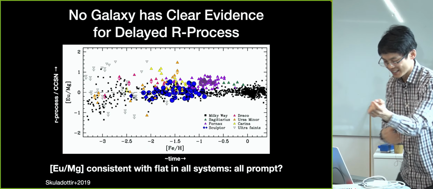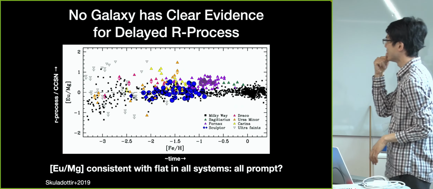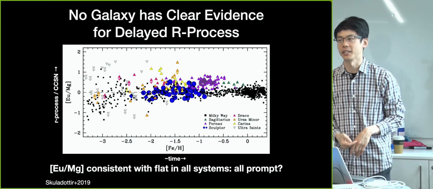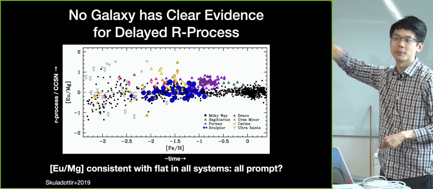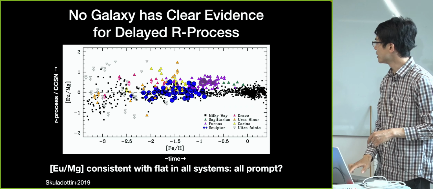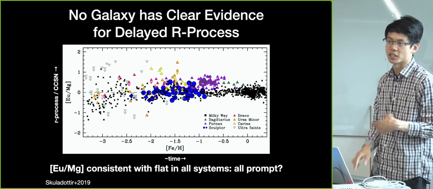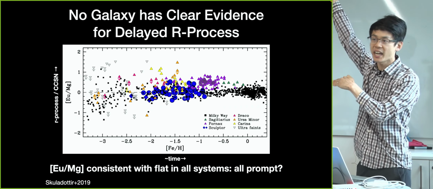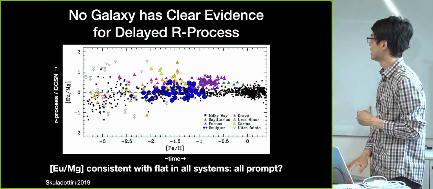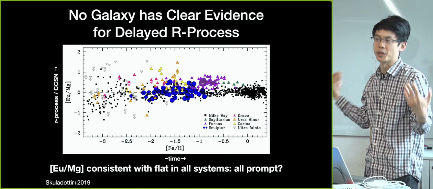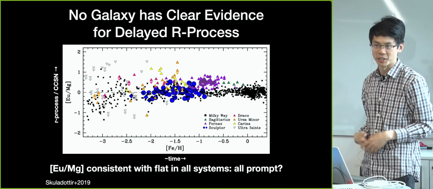And until as recently as 2019, people argued we have never seen something like this, right? You measure europium to magnesium in every single system that we go out there. The mean value is different from system to system. That's what I argued is evidence for the delay. But we've never actually seen this number just increase within one galaxy, which is the simplest prediction that you would expect.